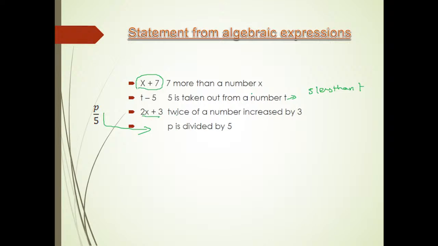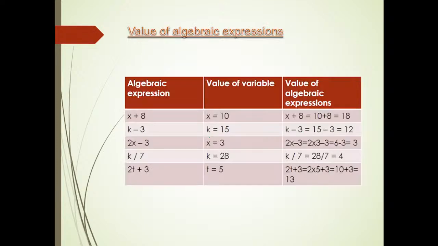2 times a number, you can say, or else twice a number also you can use. Twice a number is increased by 3, or else you can also say it as 3 more than 2 times a number. This is also fine. And see, p is dividing 5. P by 5, or else you can say p divided by 5. This is the way you can say. Let us see some more.